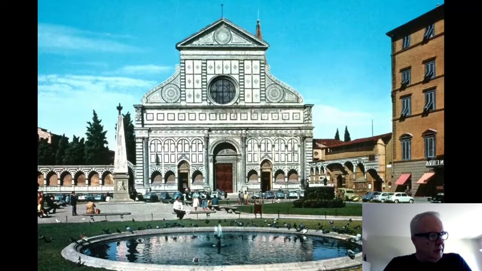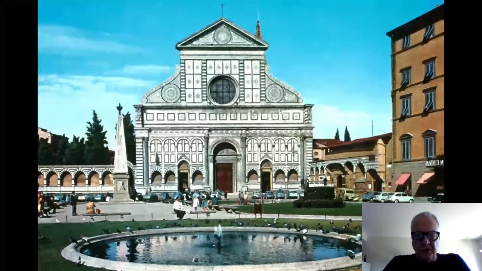Another good example of Alberti's work is his facade for the Church of Santa Maria Novella, just down the street, in the Palazzo degli Stranieri. He adds a marble facade to an existing medieval wooden basilica. This was also commissioned by Giovanni Rucellai.